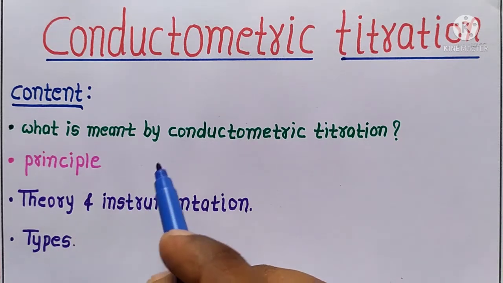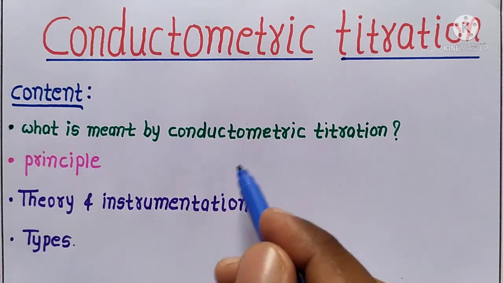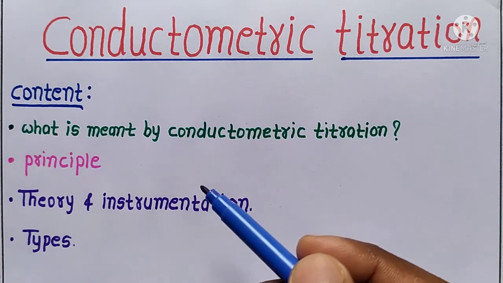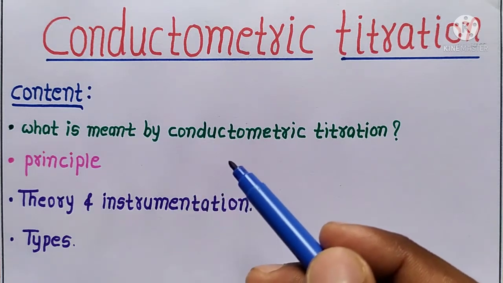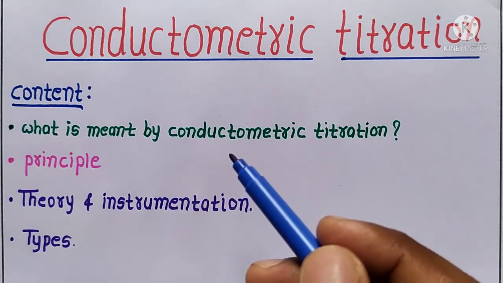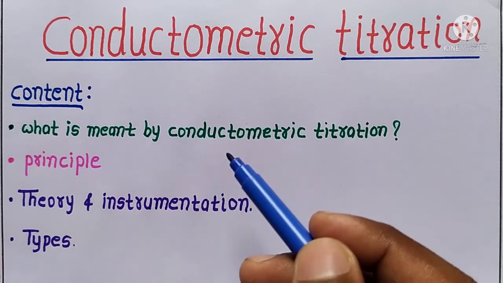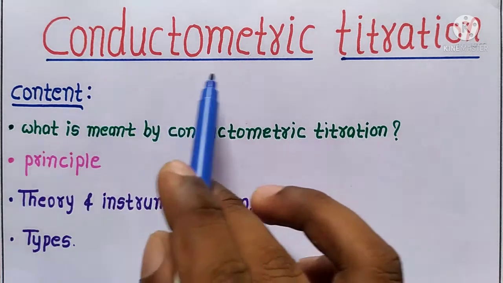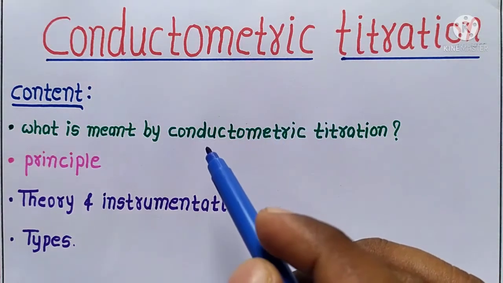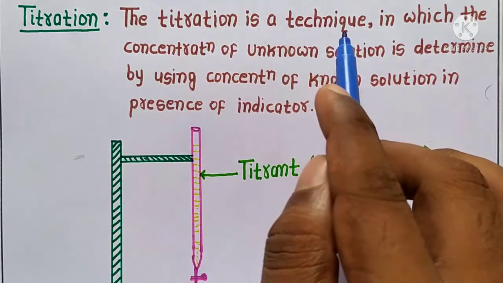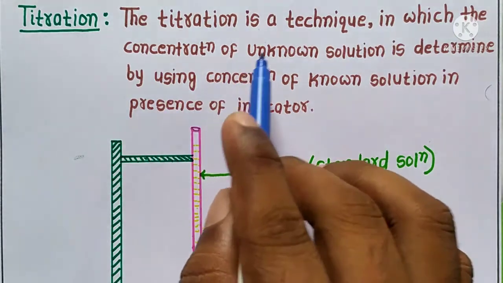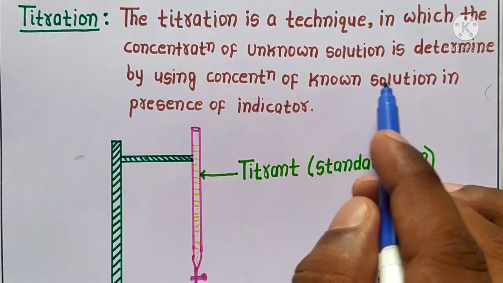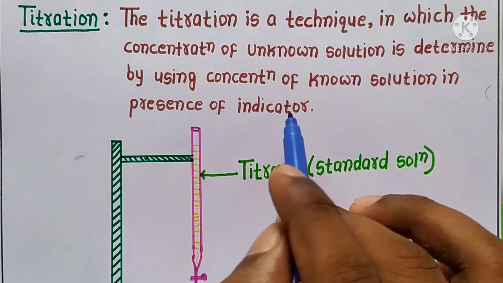Before starting conductometric titration, first we are going to discuss what titration means, and the general terms used in titration such as titrant, standard solution, analyte, and indicator. We will first cover all of these, then move towards the conductometric titration. Now the titration is a technique in which the concentration of an unknown solution is determined by using the concentration of a known solution in the presence of an indicator.